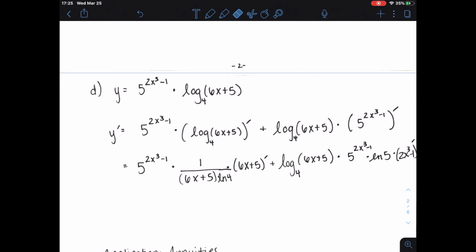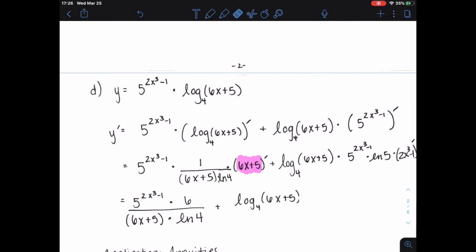Okay. So now we can kind of clean all of this up. The derivative of 6x plus 5 is just 6. So I'm going to get 6 times the exponential over the same denominator. And then for the second piece, the log stays alone, the exponential's there, the ln of 5's there, and then the derivative of 2x to the third minus 1 is just applying power rule, it's 6x squared. Okay.